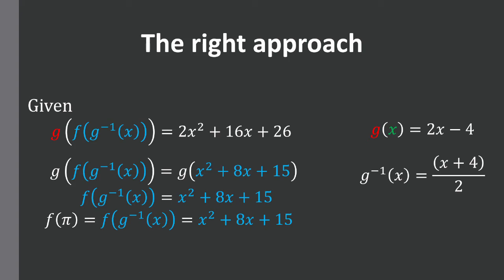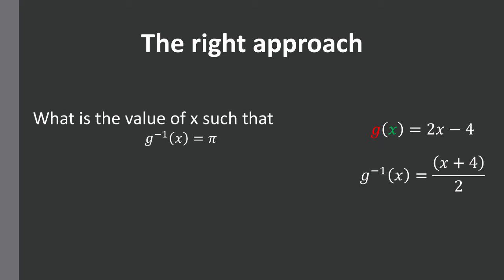Well, actually, you can see that if we can find an x value such that the g inverse of x is exactly the value of pi, then f of g inverse of x is essentially the same as f of pi. So then we ask this follow-up question: what is the value of x such that g inverse of x is equal to pi? Well, remember, we do have an explicit expression for g inverse of x. So we just make sure that this expression solves to pi. And if you do some algebra here, you'll see that x is equal to 2 pi minus 4.